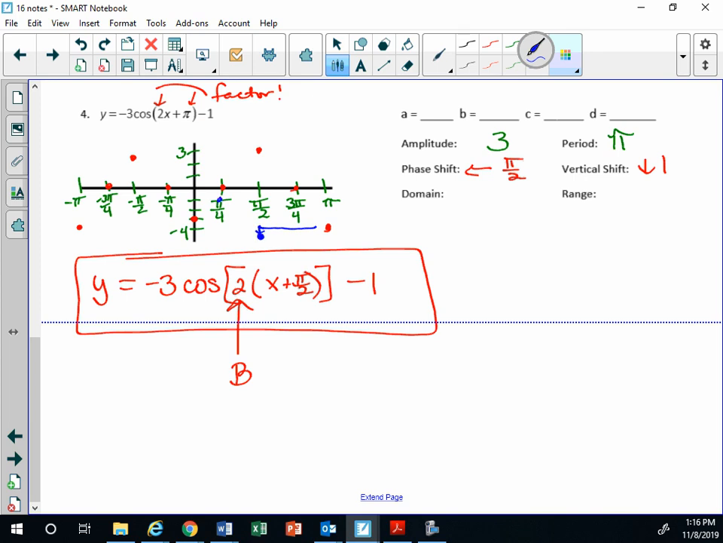B is also 2. Yes, B is 2. C is the phase shift. The amplitude is 3, the absolute value of -3. The negative just means you're flipping it. So it matters, but you don't write it when you're writing amplitude.